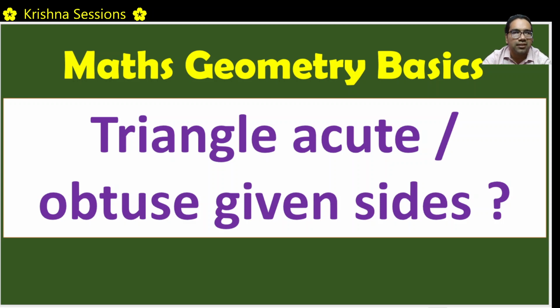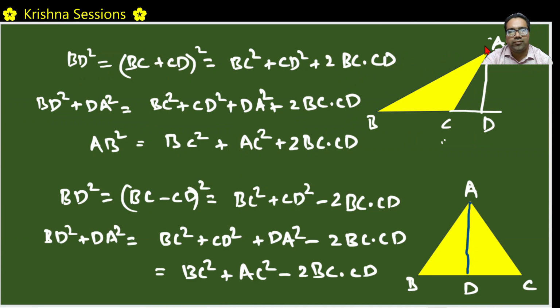Hi friends, let us learn how to find whether a given triangle whose sides are given to us is an acute angle triangle or an obtuse angle triangle. Let us take one sample obtuse angle triangle ABC. The angle C is the obtuse angle. An obtuse angle triangle will have one obtuse angle and the remaining two will be acute.